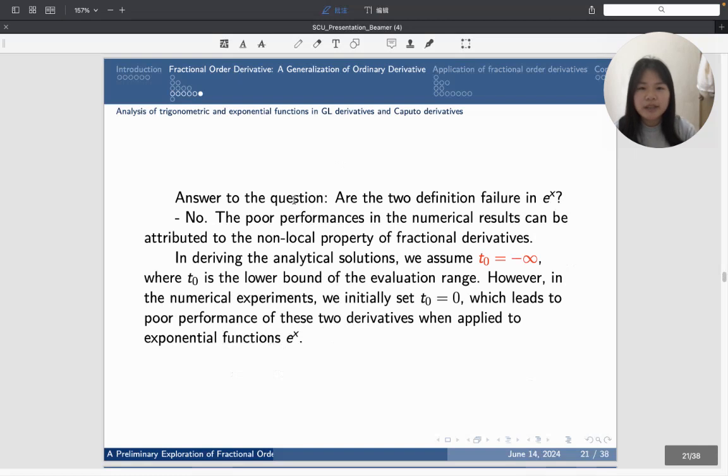So now back to our question, do these two definitions fail on the exponential e^x? No, the poor performance in the numerical result is because in the numerical result, we assume the initial point t0 equals a finite number, but when we do our analysis with solutions, we assume t0 equals negative infinity. In this case, we change the range of our evaluation and get the result we are satisfied with. And it shows that the fractional derivative is a non-local operator.